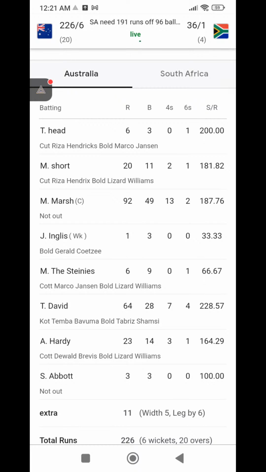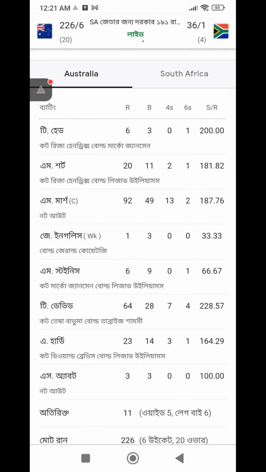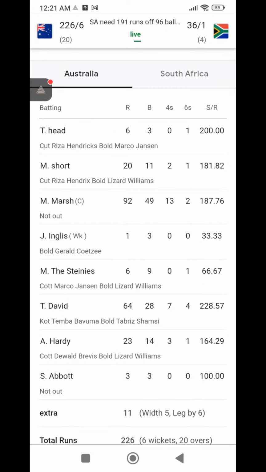Jay Inglis, 1 of 3, 33.33. M. D. Stoinis, 6 of 9. Tim David, 60 of 28, 7 fours and 4 boundaries.